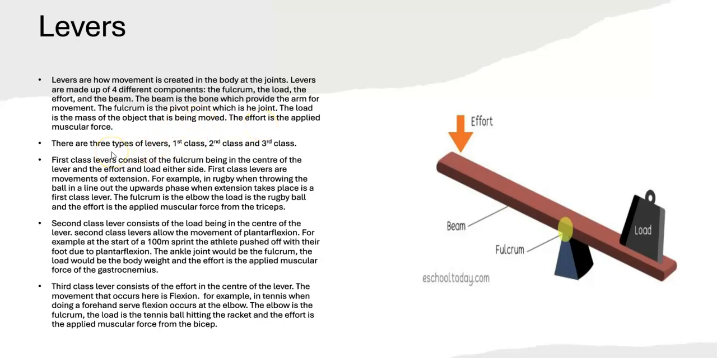There are three types of levers: first class, second class, and third class. First class levers consist of the fulcrum being in the center of the lever and the effort and load on either side. First class levers are movements of extension. For example, in rugby, when throwing the ball in a line-out, the upwards phase, when extension takes place in the tricep, is a first class lever.